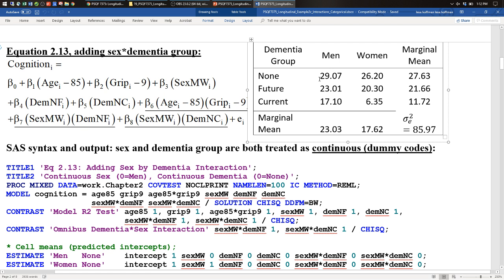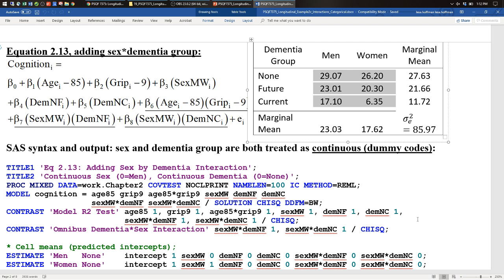So in ANOVA parlance, when you're inside the table here, these are what's known as cell means. Have you heard that term before? Or I'll call them simple means sometimes, or simple mean differences. They are specific to one group. So for instance, 29 versus 26 is the gender difference in the none group. So those are cell or simple.